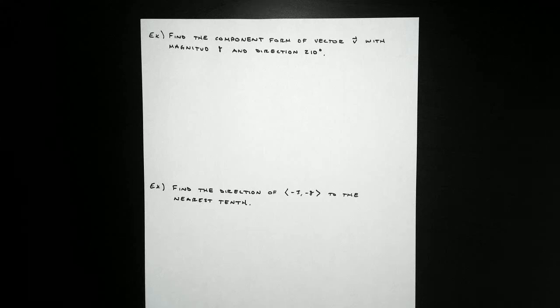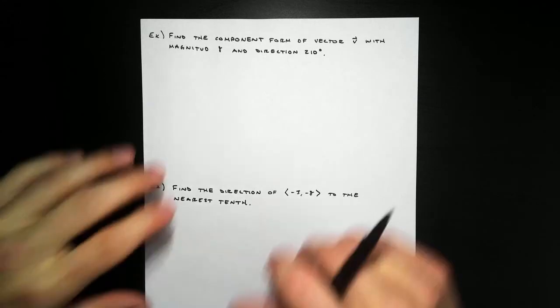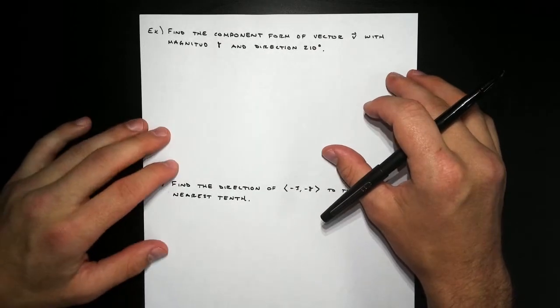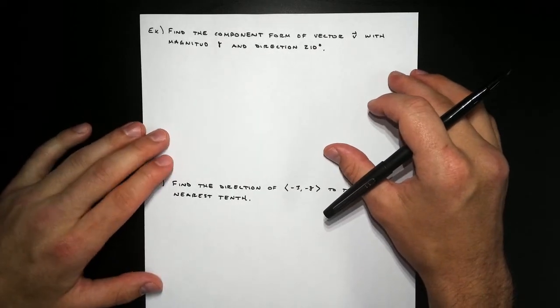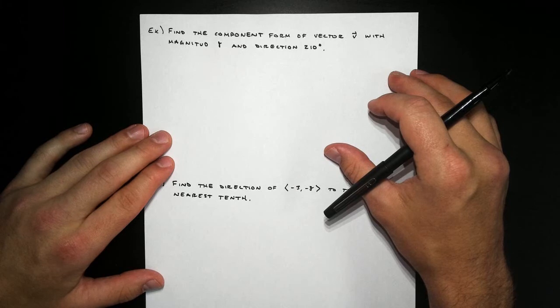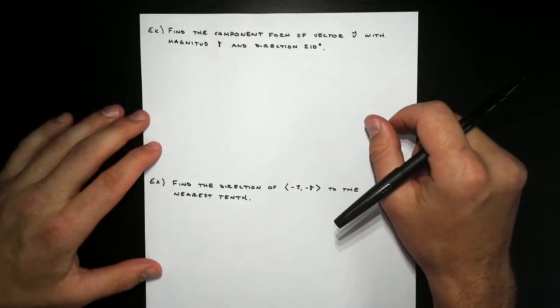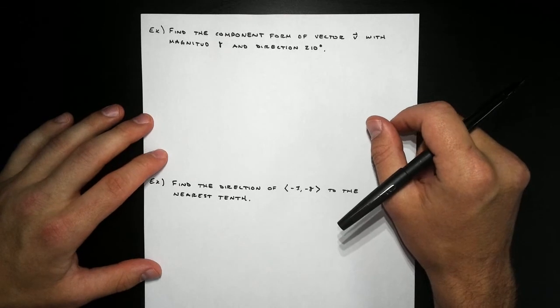Hello everyone. I want to take a look at a couple more examples where we're working with vectors in the coordinate plane. Specifically, I have two concepts to take a look at here. The first one is we're going to be finding the component form of a vector. We've already talked about that when we know the initial point and we know the terminal point of the vector. However, sometimes we're given different information, and we still want to be able to find the component form.